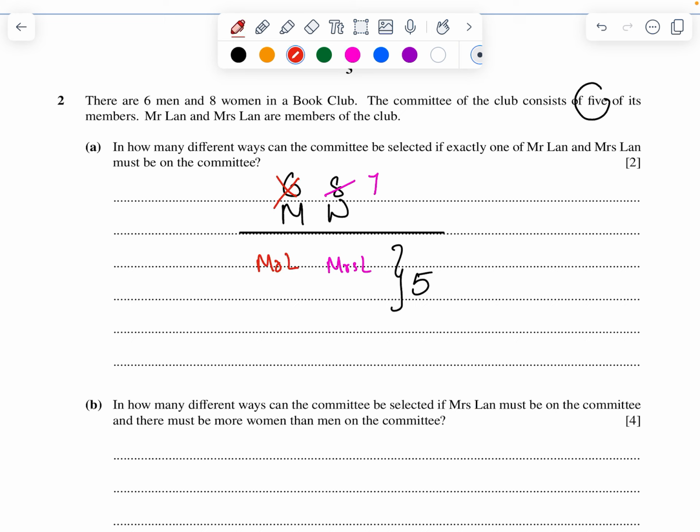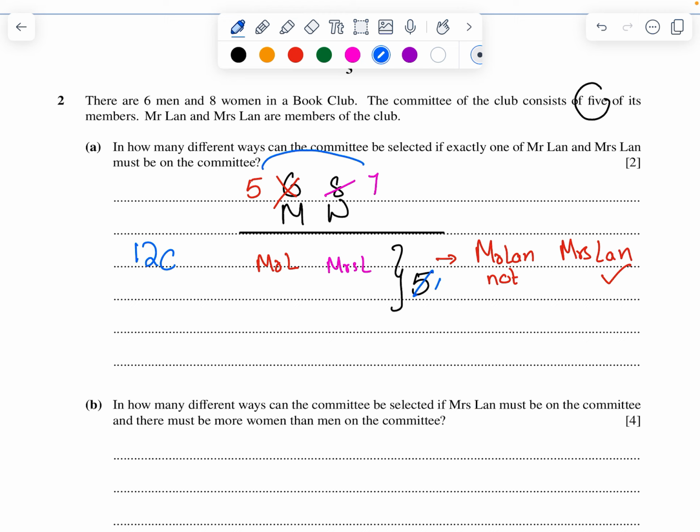So what is this case? Mr. Lan not there, and Mrs. Lan present. So how many people are left over? Now 7 plus 5, 12. So it is 12, and I have to select from these, because out of 5, 1 has been selected. So 12C4. That is one of the ways.